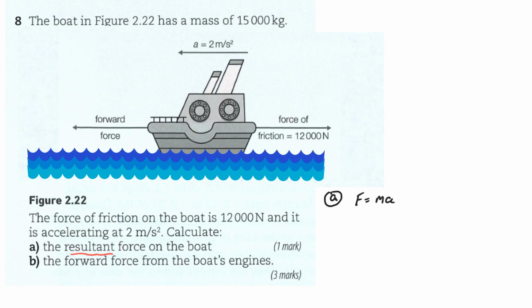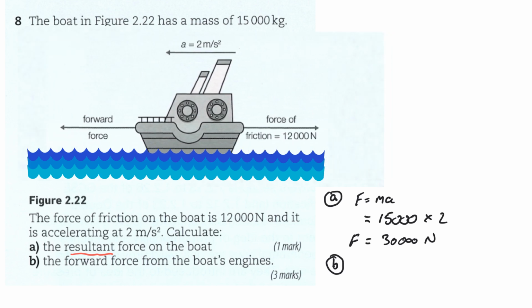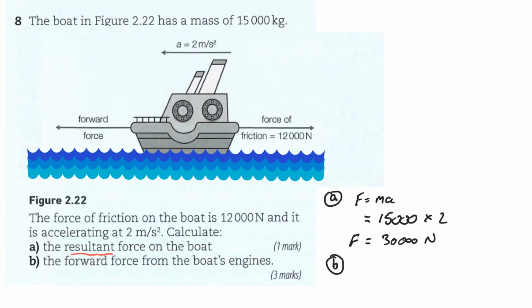So we know m and a. m is 15,000 kilograms, a is 2 meters per second squared. So F must be 30,000 newtons. So this resultant force is also the outcome of a battle between the forward and backward forces. So the forward forces here are winning by 30,000 newtons.